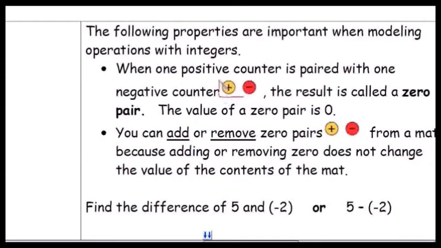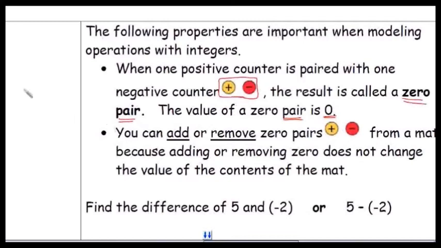So this right here, when you have a positive and a negative, that's called a 0 pair because the value of it is 0. What happens here is that they cancel each other out. Okay, so a positive cancels out a negative, so you end up with nothing. That's why it's called a 0 pair. And it's a pair because there's 2 counters. They just happen to be opposite of each other, so they cancel out and their value is 0.